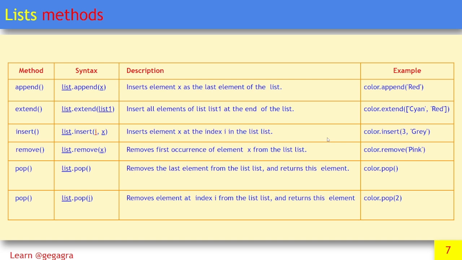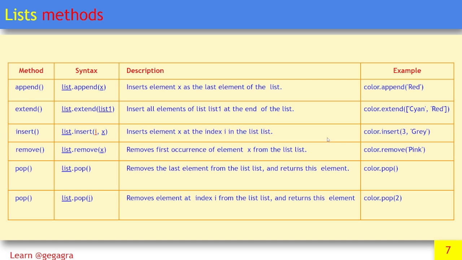It says insert all elements of list1 at the end of the list, meaning this list1 is added to the existing list, so this list will be expanded. So color.extend, I have mentioned one list, cyan and red. In my old list, these two elements will become part of the existing list.